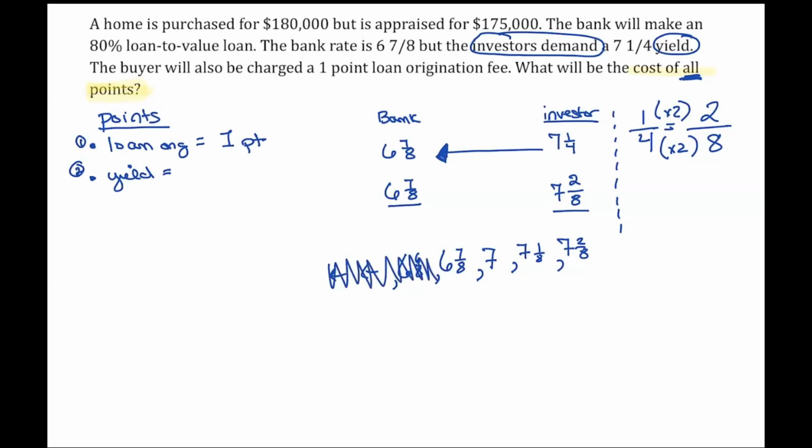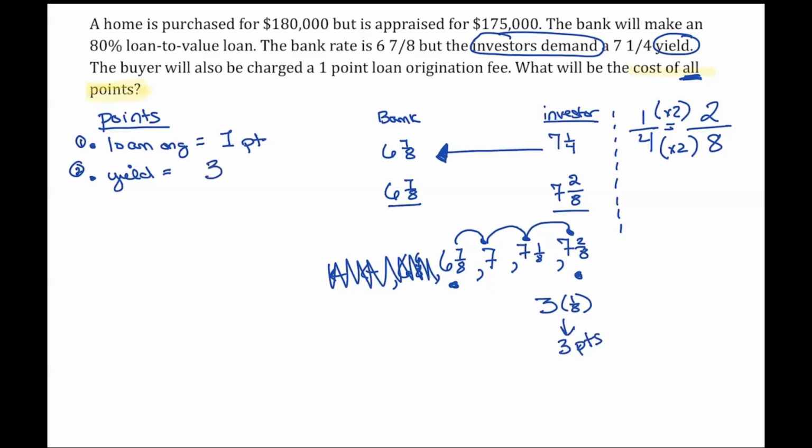We need to know how many eighths between here and here. Okay, so this would cost us 1/8. This would cost us 2/8, and this would cost us 3/8. So there's 3 1/8, which is equal to 3 points. Nice.